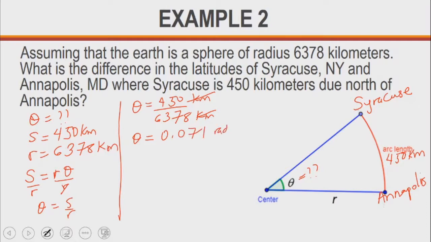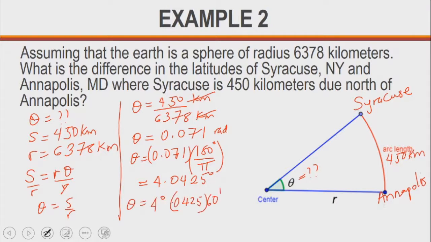0.071 radians. Since latitude is not measured in radians, we need to convert this to degrees. To convert radians into degrees, we do 0.071 multiplied by 180 degrees divided by pi. That is going to give us 4.0425 degrees.